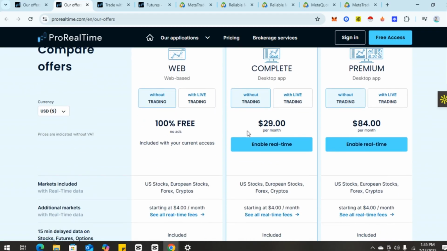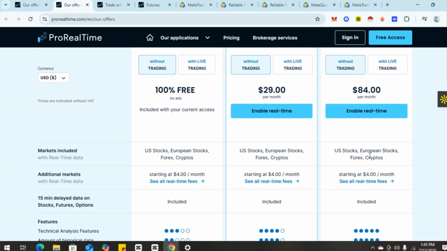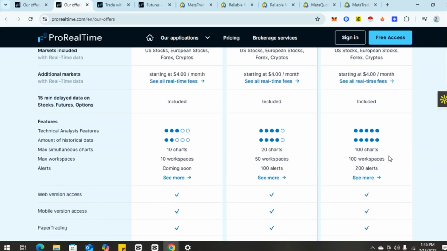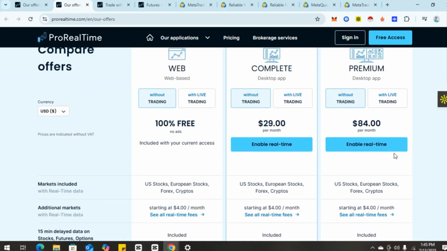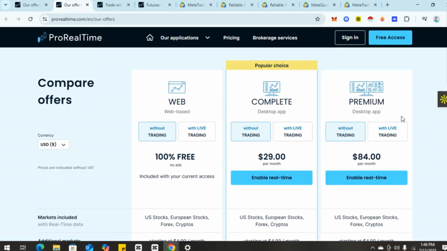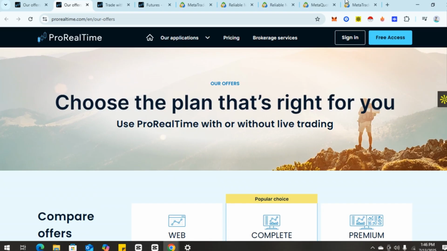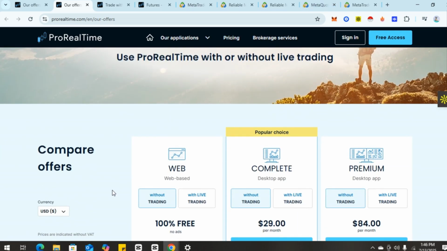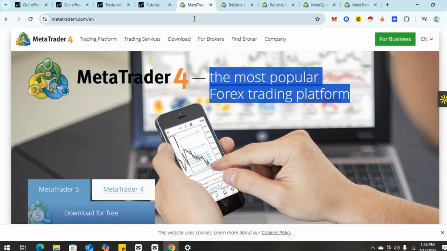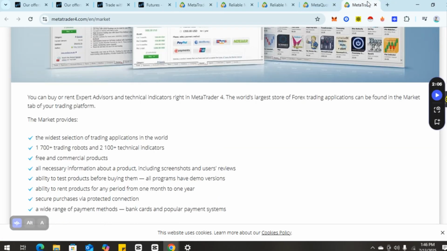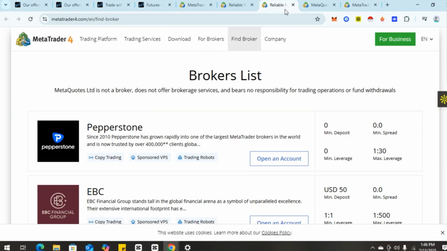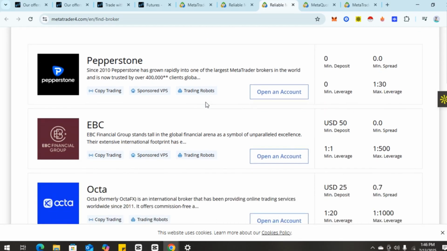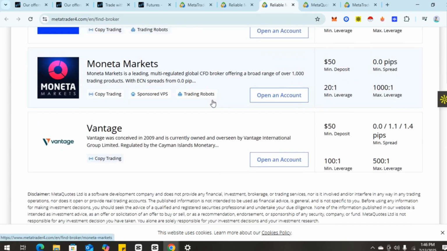Diving deeper into data quality and execution, we see another major difference between ProRealTime and MetaTrader 4. ProRealTime is prized for its high-quality and filtered market data, especially when connected to providers like Interactive Brokers or Euronext. Traders using ProRealTime benefit from true tick data, precise candle builds, and accurate volume statistics, crucial for price action, order flow, and volume-based strategy execution.